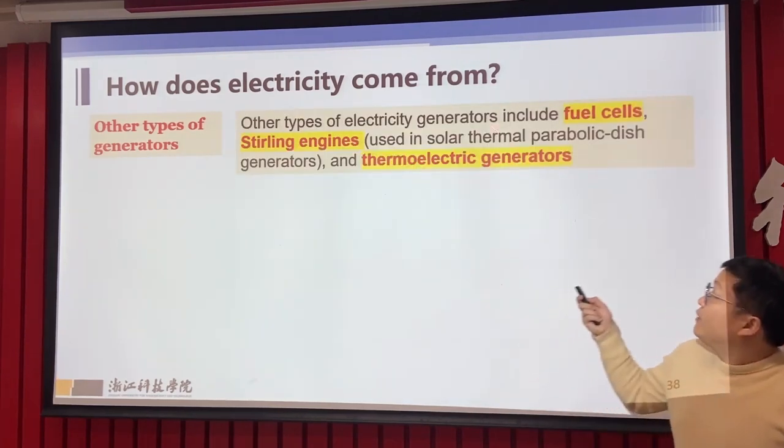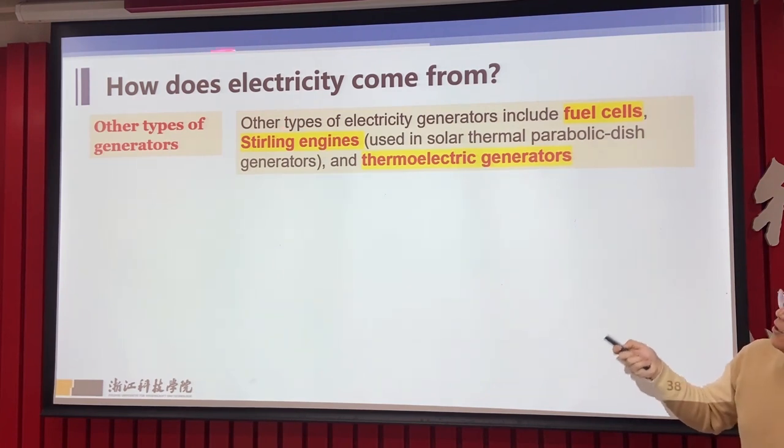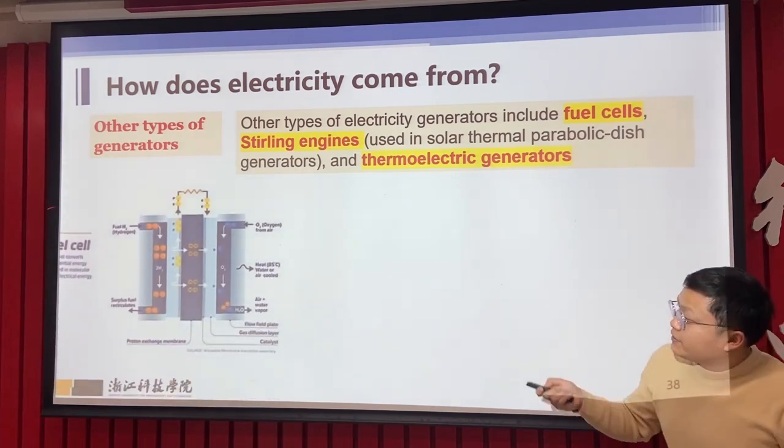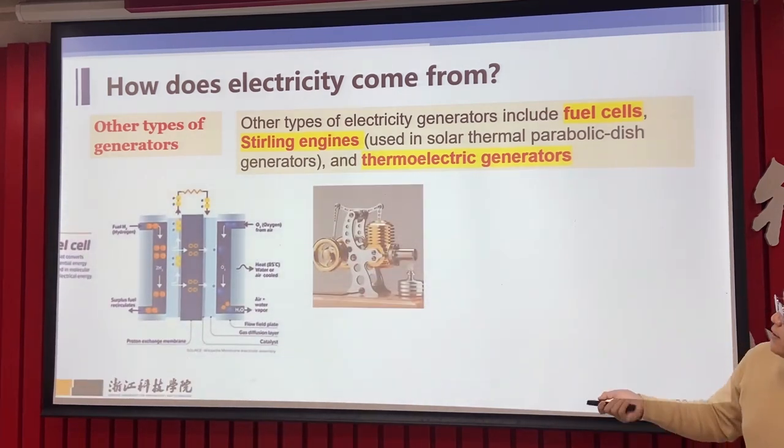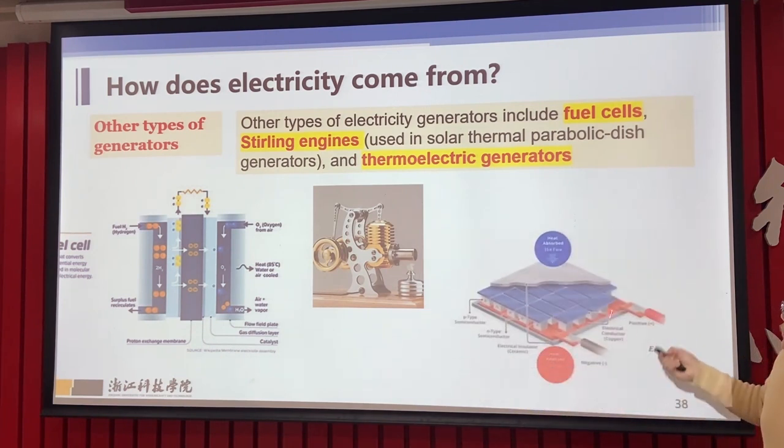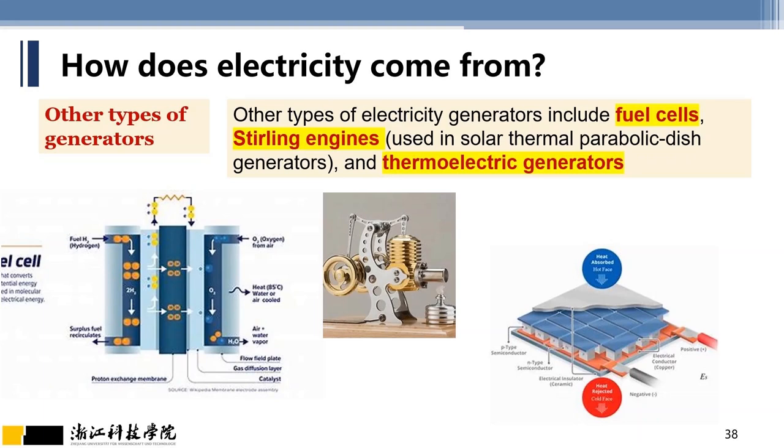Also, we have fuel cells, Stirling engines, and thermoelectric generators. For example, here is a fuel cell. This is a Stirling engine. This is the principle of the thermoelectric generators. When we have a temperature difference between the hot side and the cold side of a semiconductor, we can have electricity output by using thermoelectric generators.